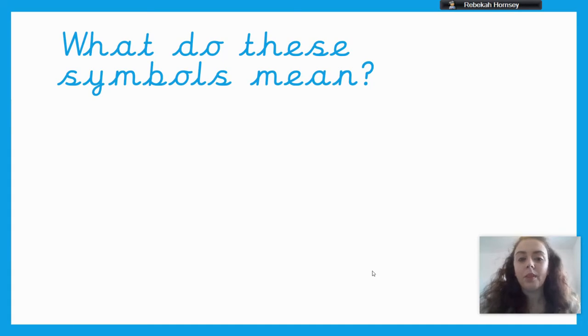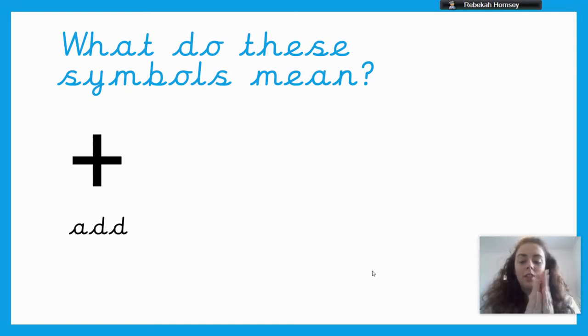Okay, so first of all, we're going to look at the symbols that we're going to use today in our number sentences. So what does this one mean? That's right, it means add. And when we add two numbers together, two parts together, we get a new whole number. So our number is usually bigger.